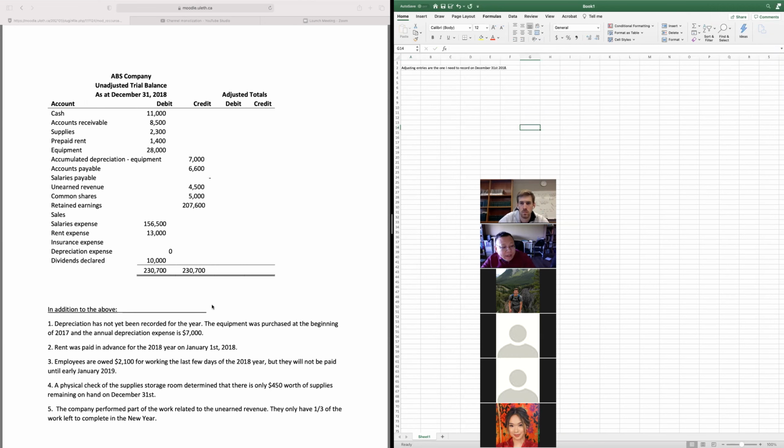Okay, so then let's take a look at the first one. Depreciation has not yet been recorded for the year. So throughout the year, no depreciation expense has been recorded. So we have to make these adjusting entries at the year end. The equipment was purchased at the beginning of 2017. The annual depreciation expense is 7,000. So can anyone tell me what adjusting entry I need to make? What do I debit? What do I credit?